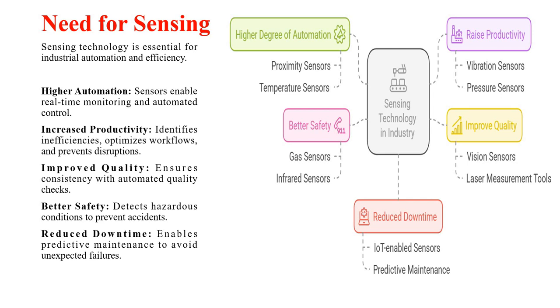Sensing also improves quality, and it helps to maintain consistent quality standards by monitoring parameters like temperature, pressure, humidity and vibration. Automated quality checks using vision sensors and laser measurement tools ensure defective products are detected early. For example, optical sensors in assembly lines detect misalignments and reduce defective units.